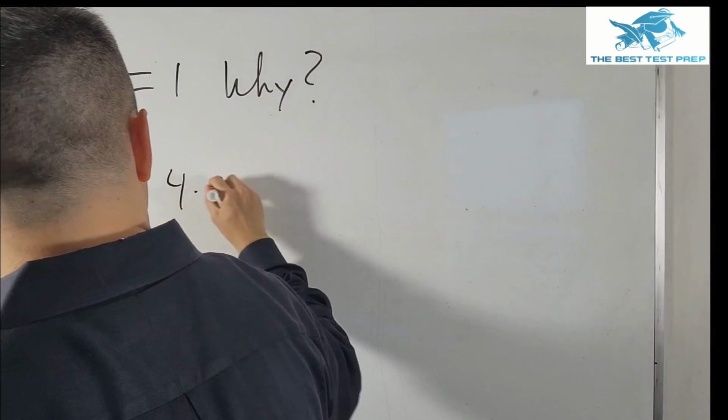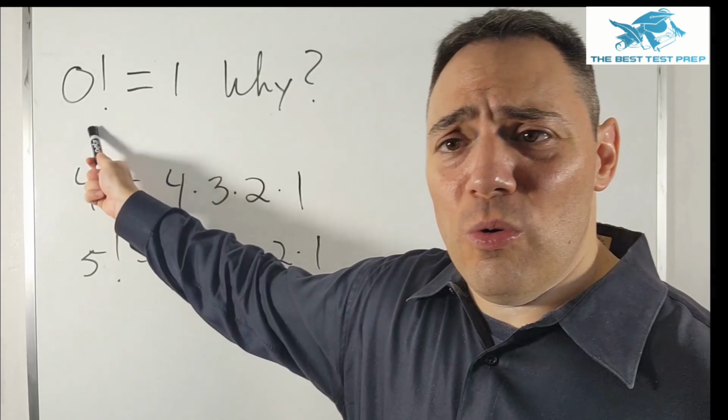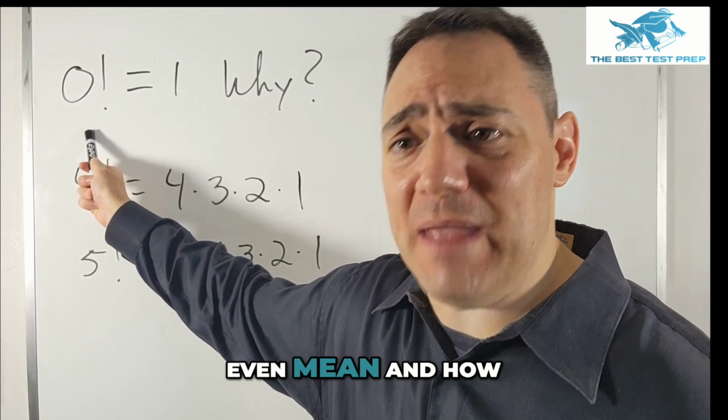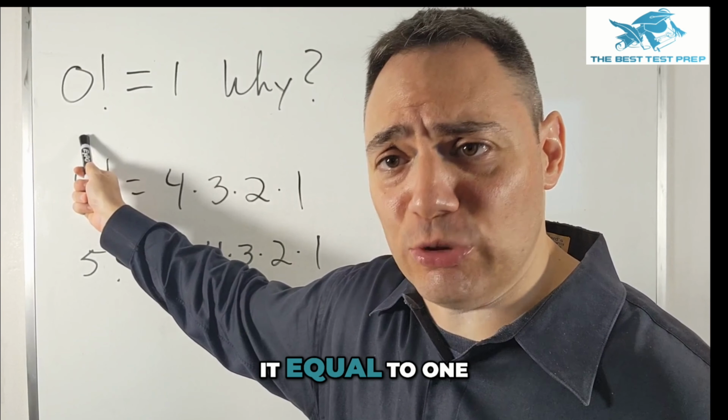Four factorial equals 4 times 3 times 2 times 1. 5 factorial equals 5 times 4 times 3 times 2 times 1, and so on and so forth. What does 0 factorial even mean, and how in the world is it equal to 1?